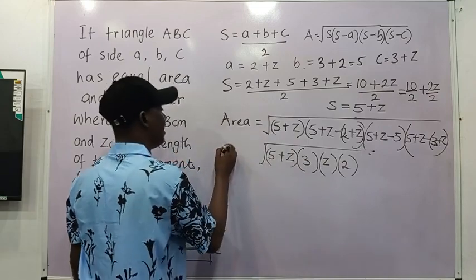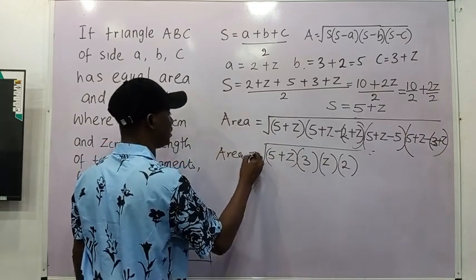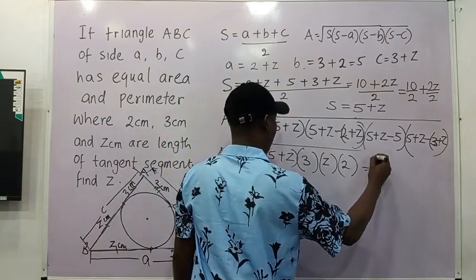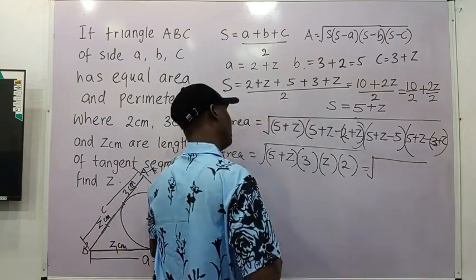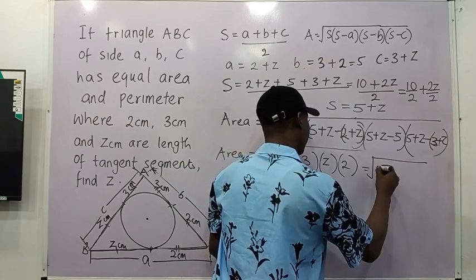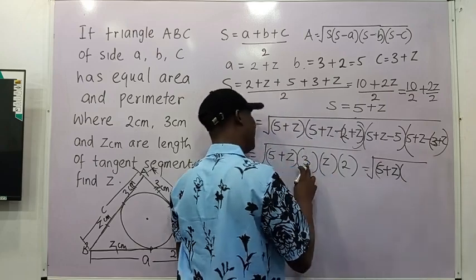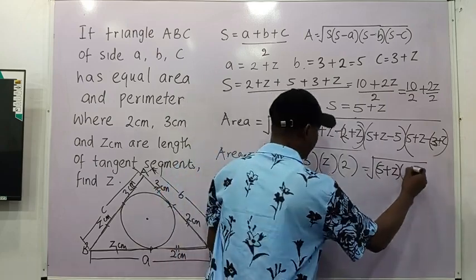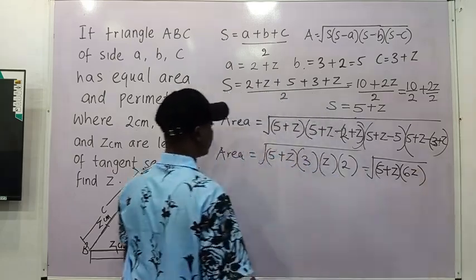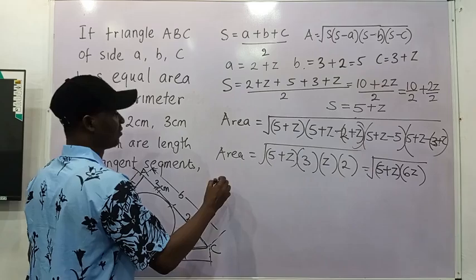So this is the area of the perimeter, which is shaped as square root of 5 plus Z multiplied by 3 times Z times 2 will give us 6Z. So that is the area. Now leave that one first.